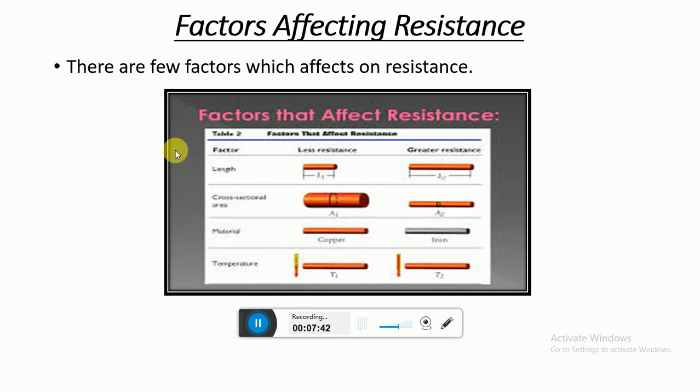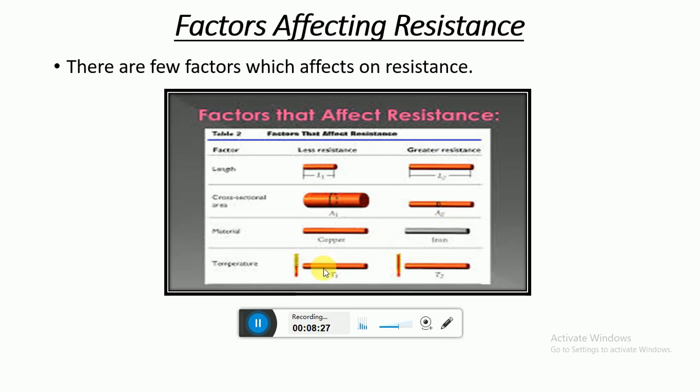Third point, which is not given in your book, is length. If the length is small, then resistance would be small, and if the length is larger, the resistance would be greater. So due to the increase in length, resistance increases. Due to the decrease in length, resistance decreases. So resistance is directly proportional to the length. In case of cross-sectional area, resistance is inversely proportional to the cross-sectional area. Greater the area, smaller the resistance; smaller the area, greater the resistance.